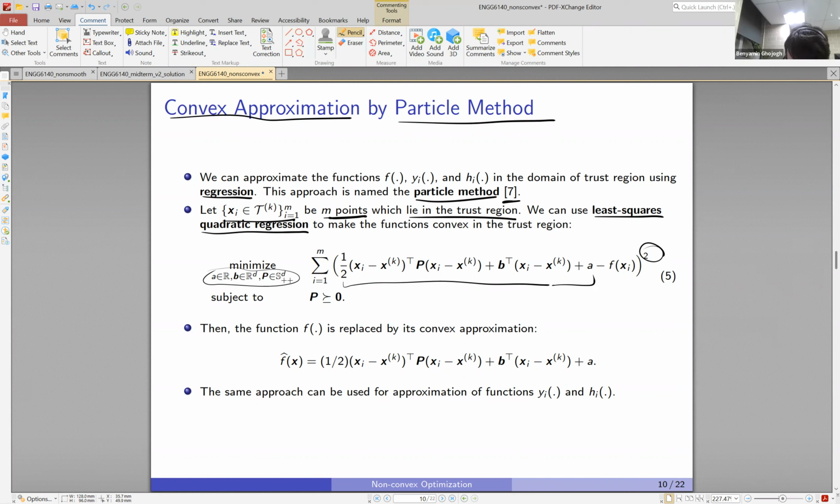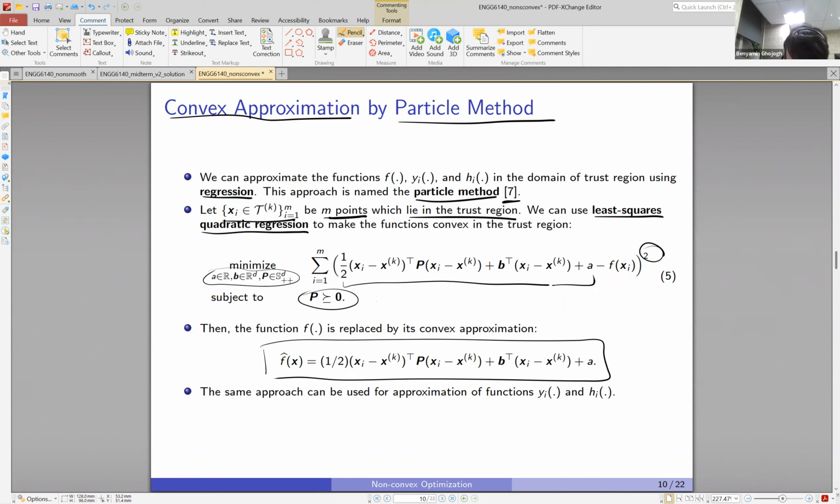We're subject to the fact that we know that P should be positive semi-definite, right? Then the function f is replaced by this. So after solving this and finding P, A, and B, we can simply say, okay, this now is a good approximation of f. Therefore, we can replace f with exactly what we have here with the found parameters P, B, and A. So P is a matrix, B is a vector, and A is a scalar bias.